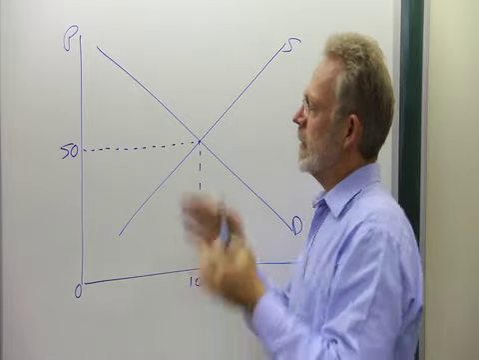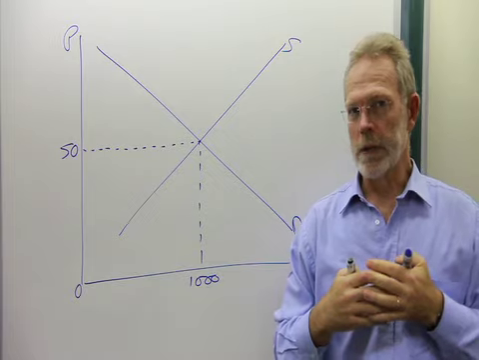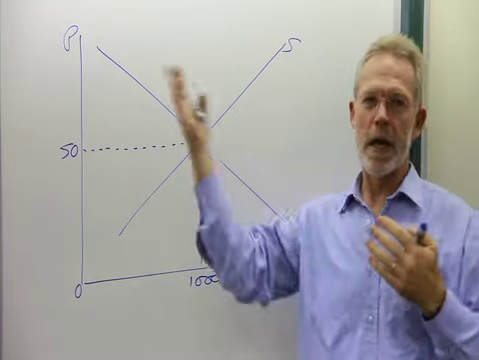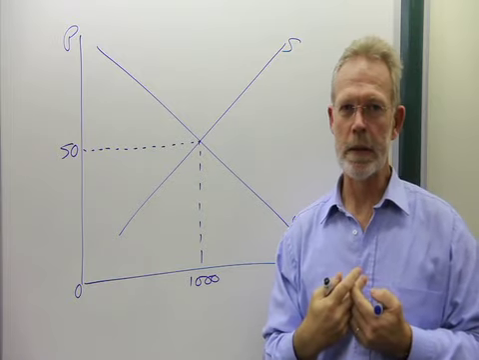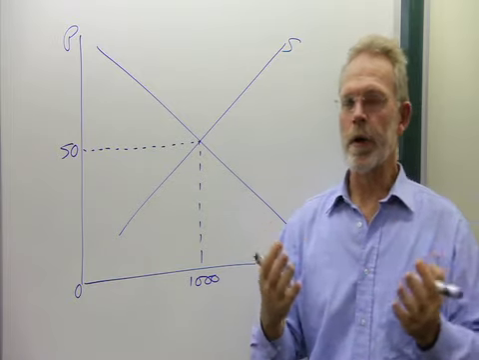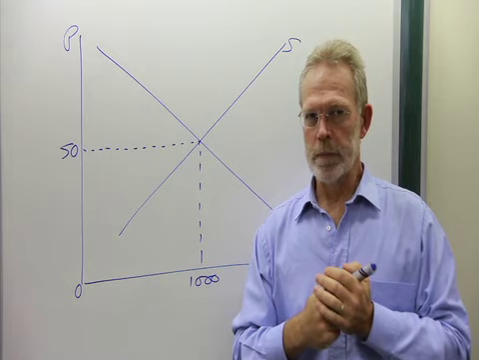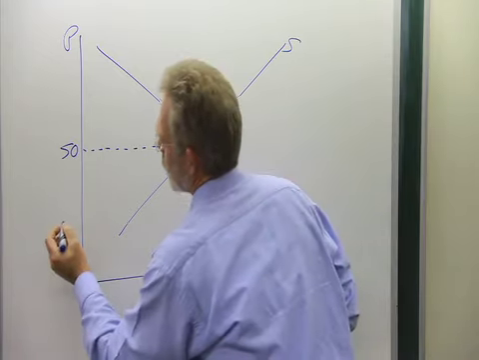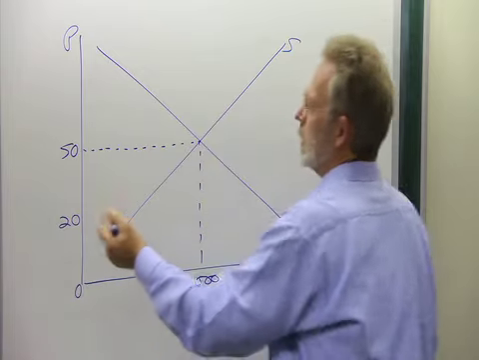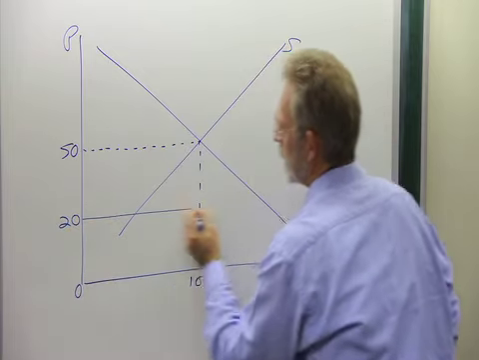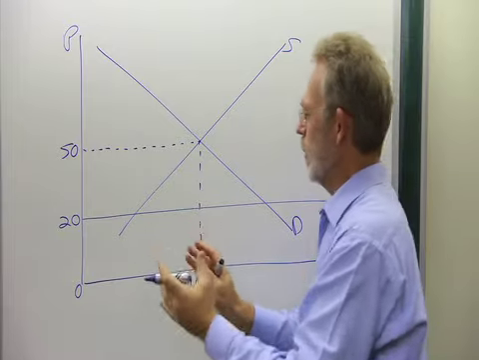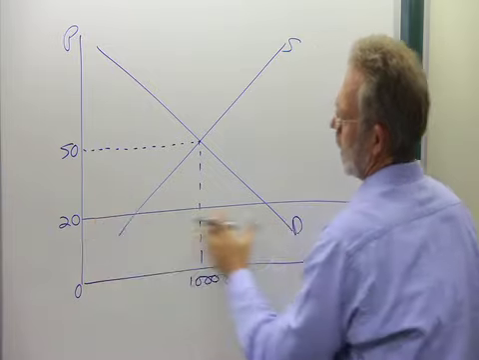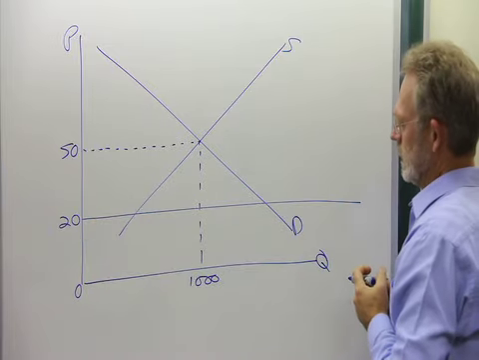Now, this is the position before trade. The market is in equilibrium, so both producers and consumers are happy. Now we open up the market to imports. We can import as many t-shirts as we want at the price of 20. In other words, this price of 20 is the world price. And we are a small player in the market, and we can import as many as we want.